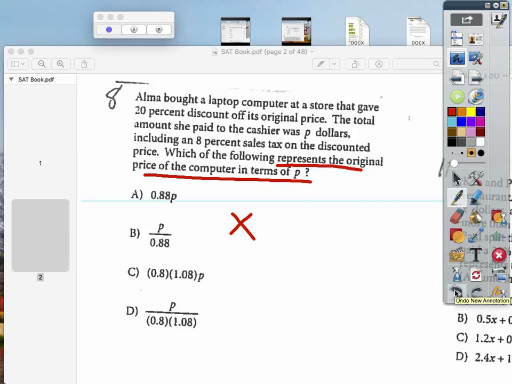Now, the price is P, and X is going to be our final cost, and we're going to have to solve for that. So what we do first is figure out how to find this kind of price.